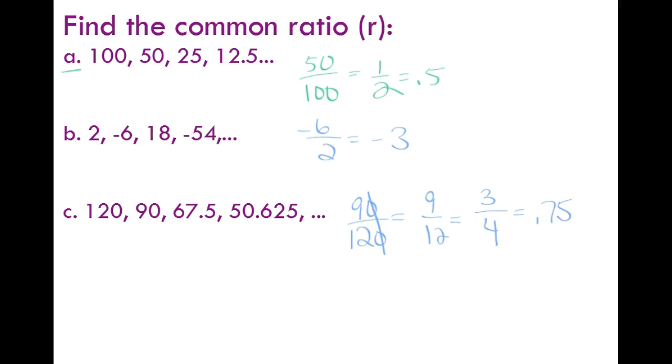I always like to test it a couple times, especially if it's a weird number like that or a decimal. I take 67.5 and multiply by 0.75 to make sure that I get 50.625. And if I did, I'm pretty darn sure I did it right.